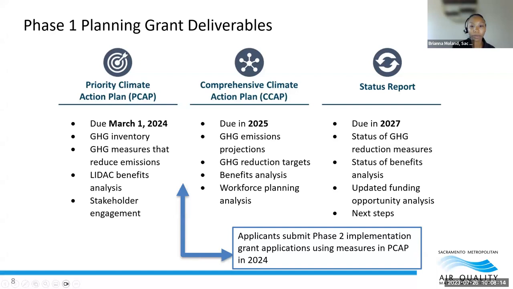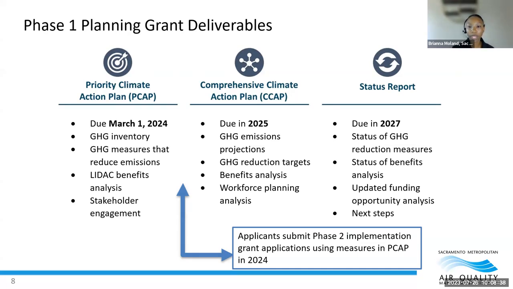And so here we have all of the planning grant deliverables that are due as part of this grant program. So the first is our priority climate action plan, which is due March 1st, 2024, which includes a greenhouse gas inventory, greenhouse gas measures that reduce emissions, a low income disadvantaged communities benefits analysis, as well as stakeholder engagement.